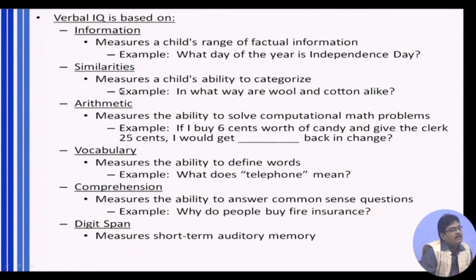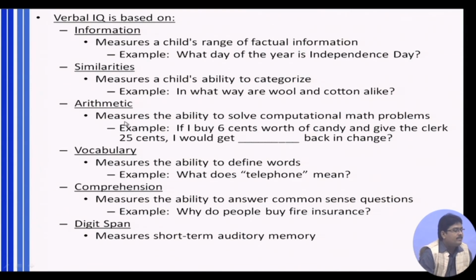In terms of similarities, it measures a child's ability to categorize. For example, in what way are wool and cotton alike? Both similarities and differences are measured. In what way are tables and chairs different? So, we measure their categorization and their differences.